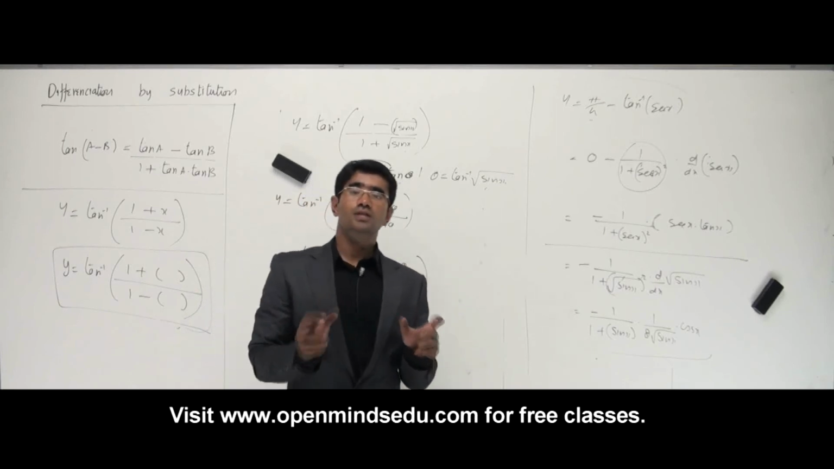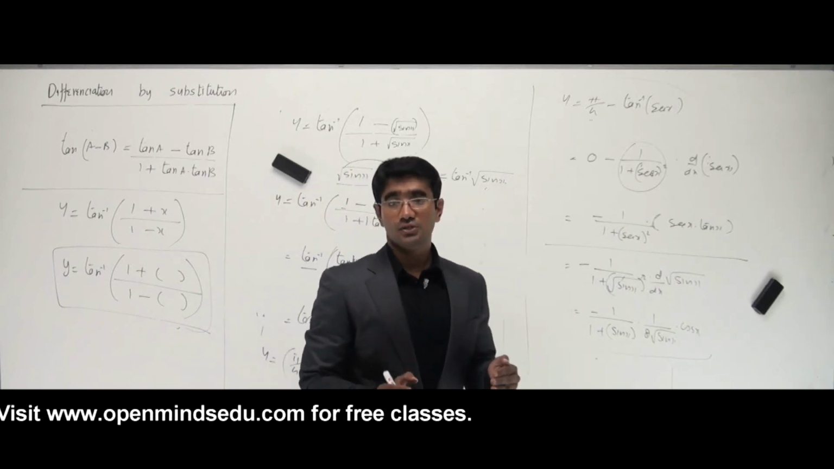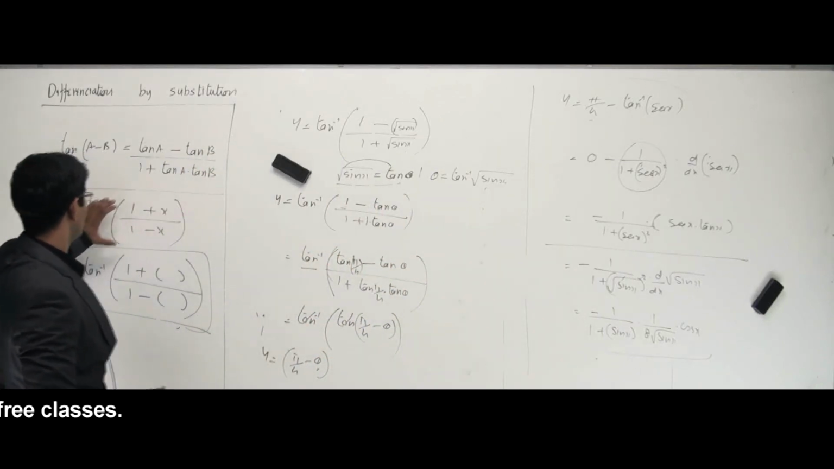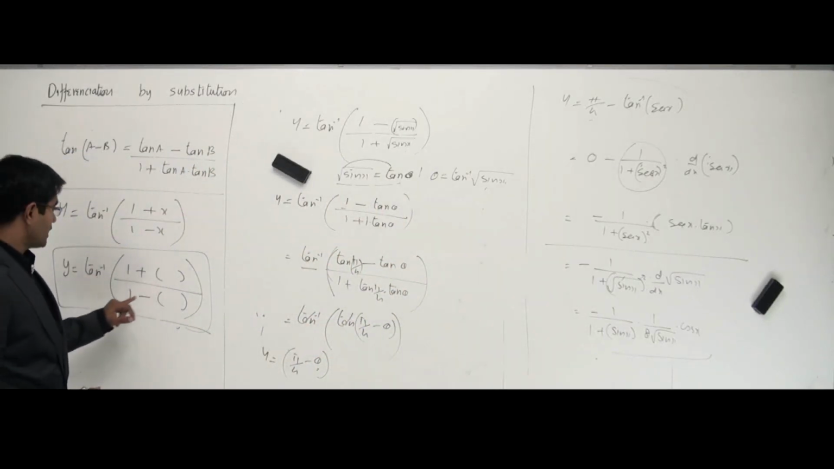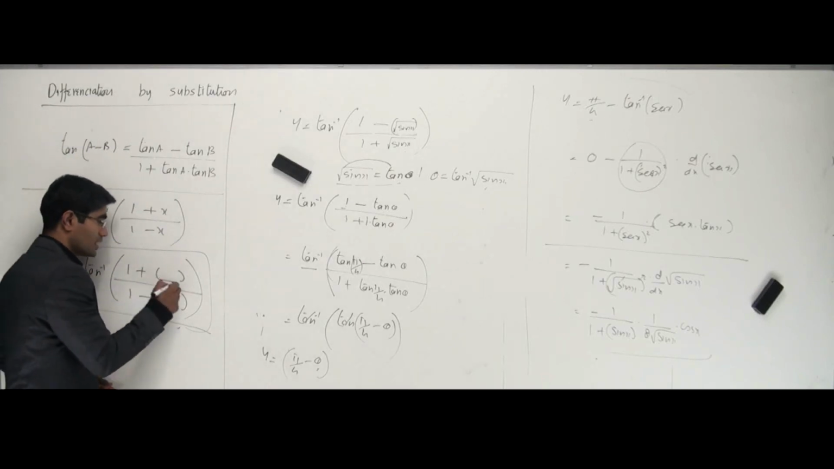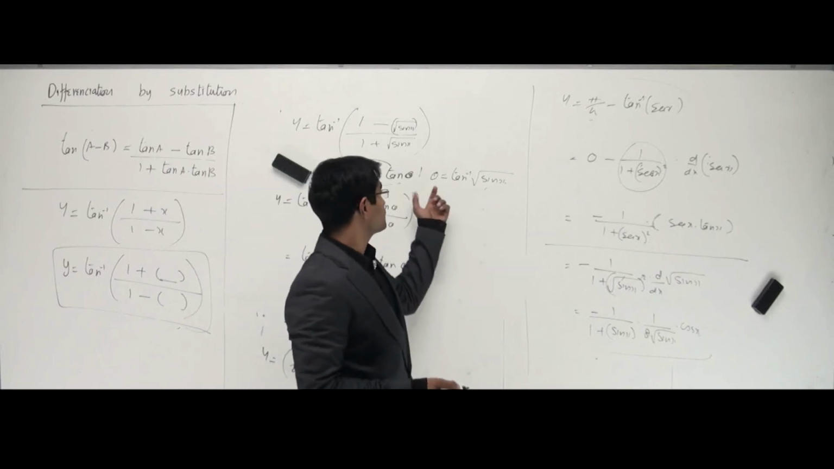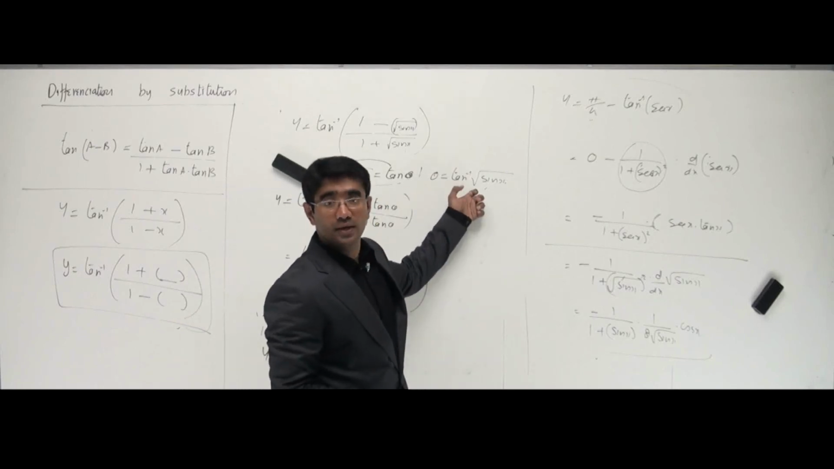So these are the shortcuts we need to know while doing differentiation of these typical substitution problems. If you can remember this general format where you have 1 plus some function and 1 minus some function, this function has to become tan theta, and you can write the answer directly just by substituting whatever theta you get, alright? That's the shortcut.